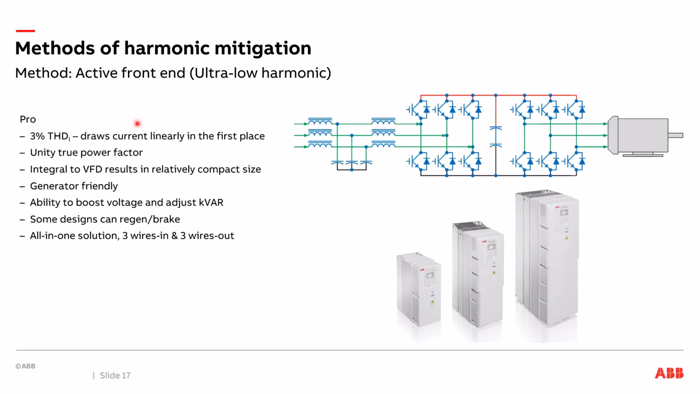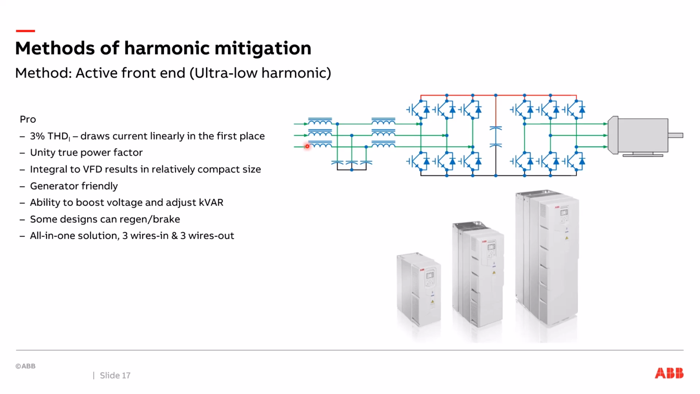So what kind of performance do I get? Usually around 3% current distortion or so. With the most modern designs, some of the older designs are around 5-6%, but with the current designs you get down to 3% if the drive manufacturer optimized it for harmonic mitigation.